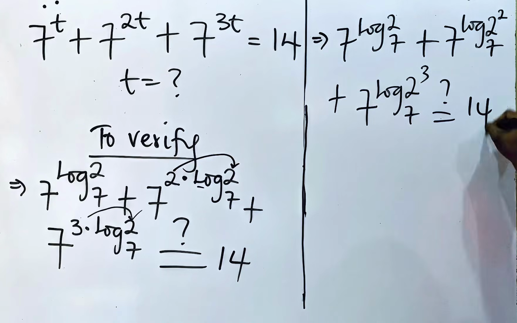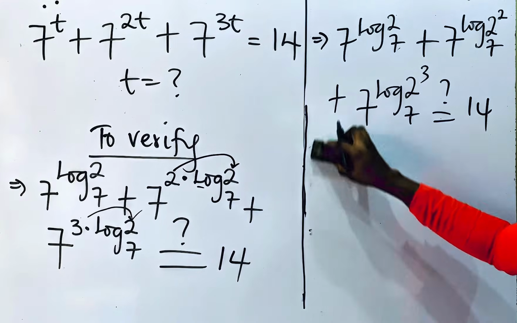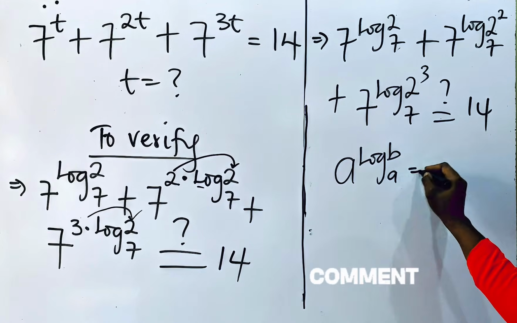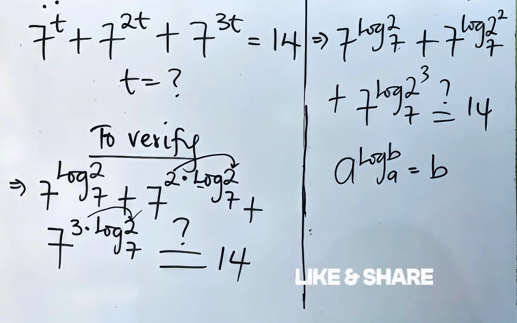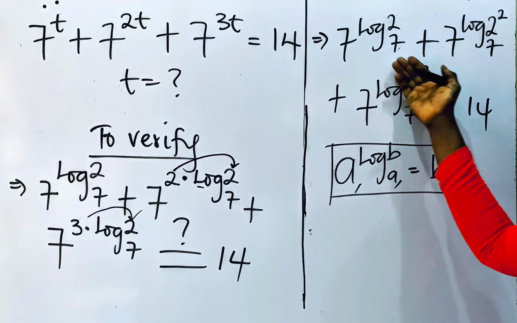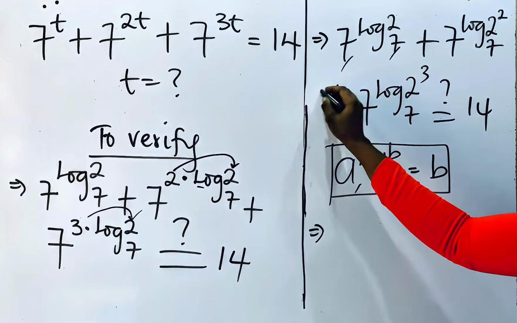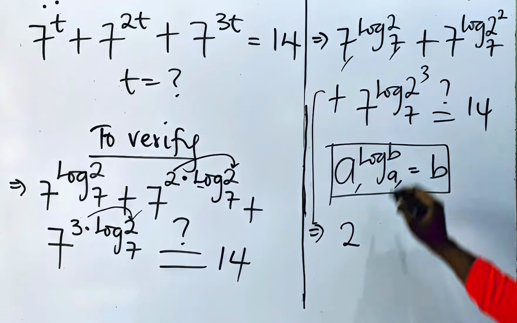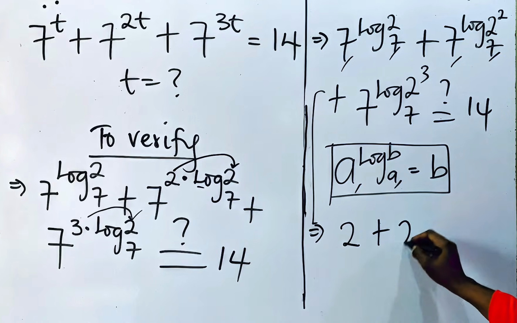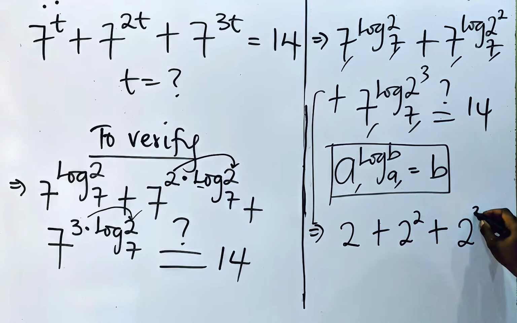Will this be equal to 14 at this point? Just quickly need to remember that for each time you have a to the power of log of b base a, it's always equal to this number b, because the bases are the same. So if you plug it here, just look at this, you see that these two are the same, so it's going to give us 2. So from here we now have 2 plus, what do you do next? These two are the same, so it's going to give us 2 squared. These two are the same, it's going to give us 2 cubed.